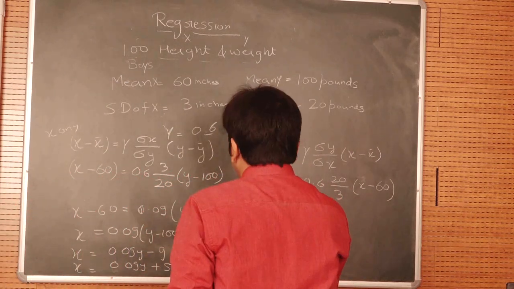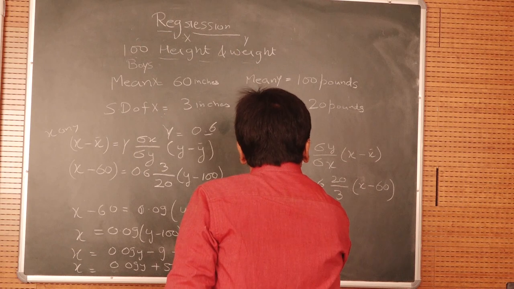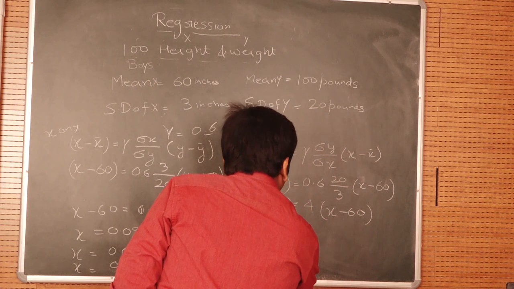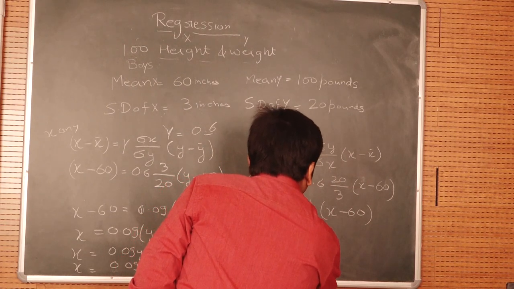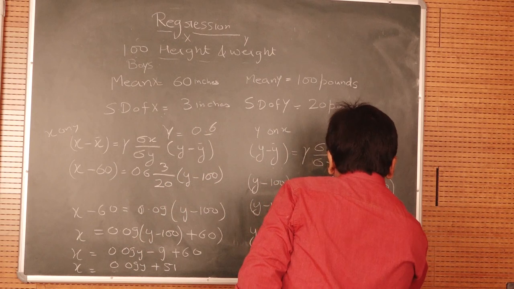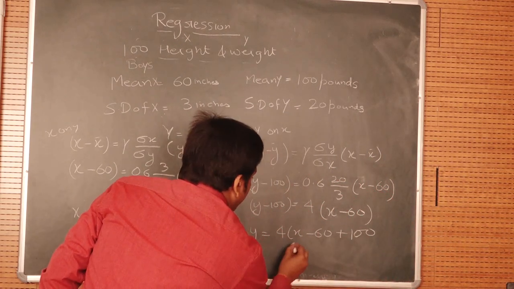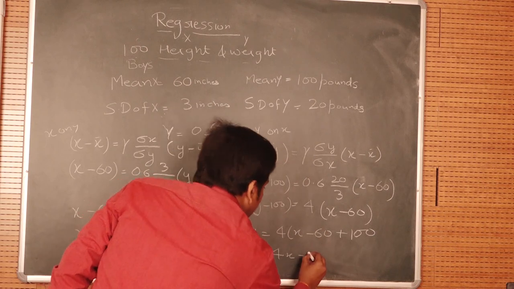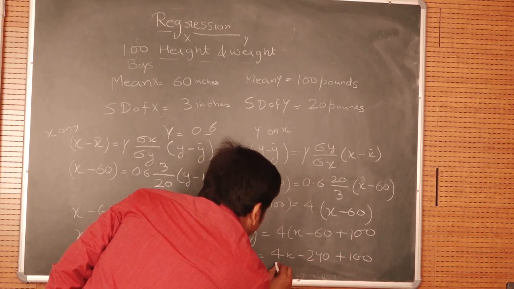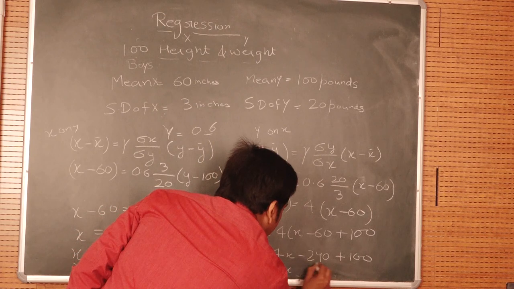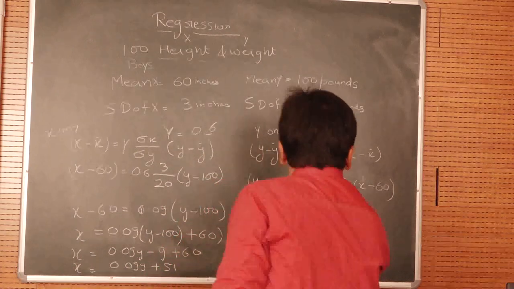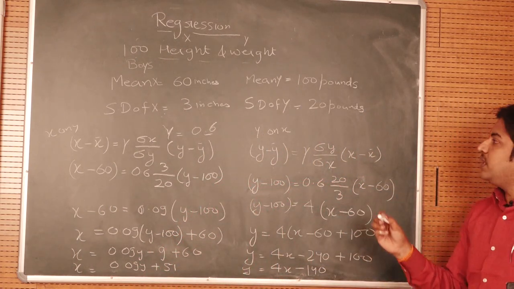Now solving this, we will get y minus 100, x minus 60, y is equal to 4, x minus 60. Taking 100 from this side to this side, it will be 100, y is equal to 4 into x, 4x minus 4 into 60, 240, plus 100. Y is equal to 4x, and taking out minus 140. These will be the two regression lines which we are going to get.